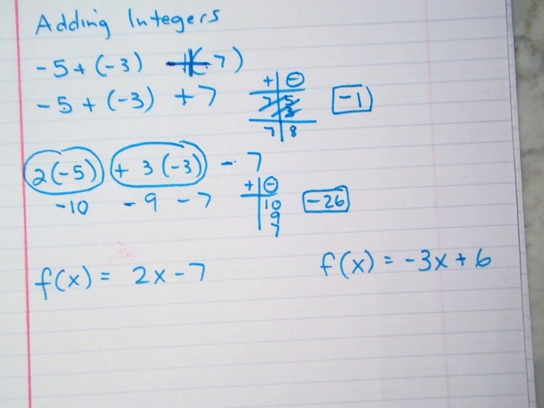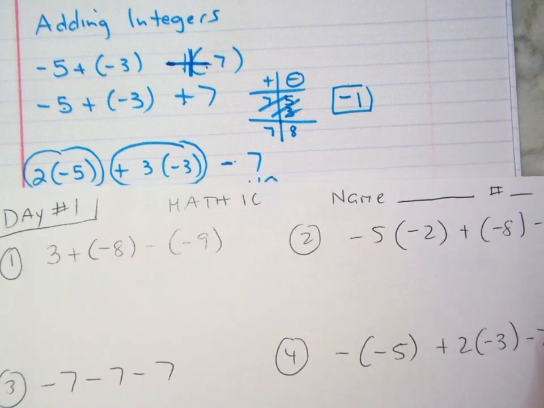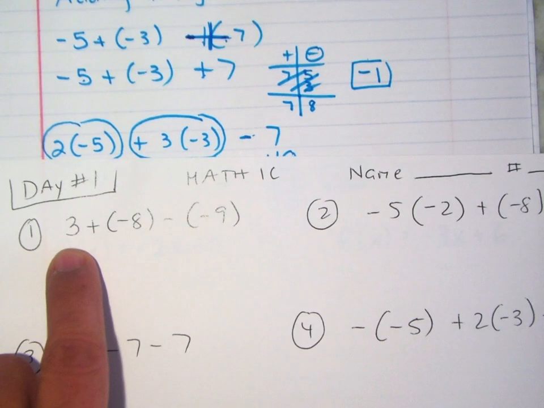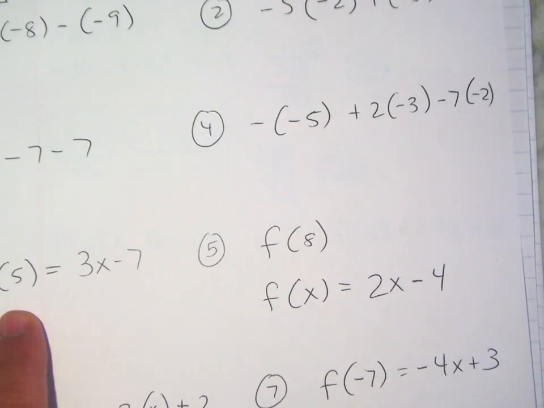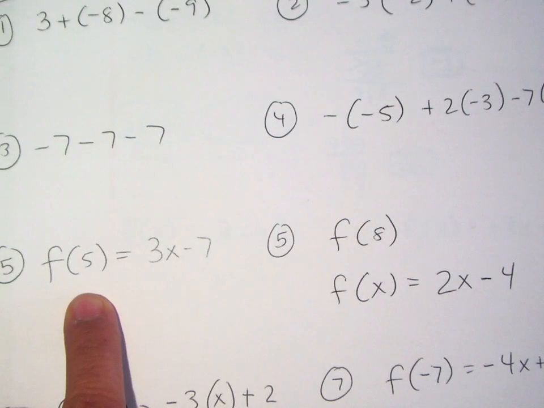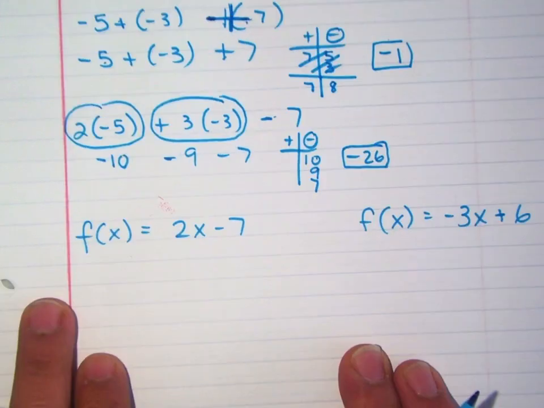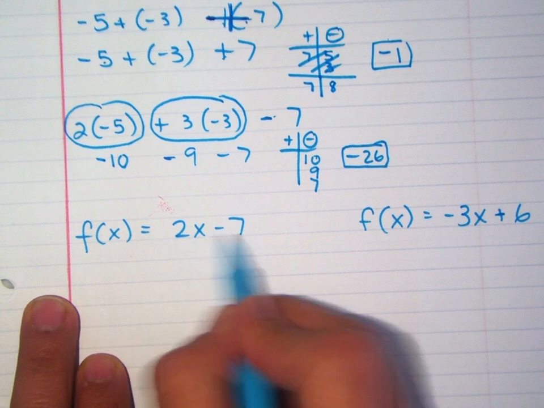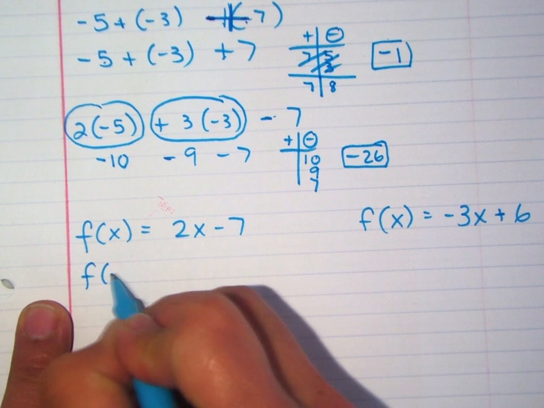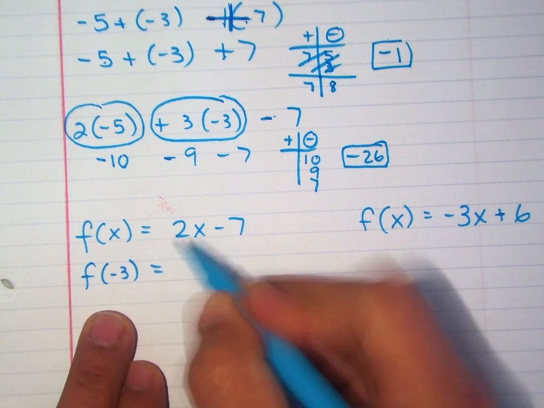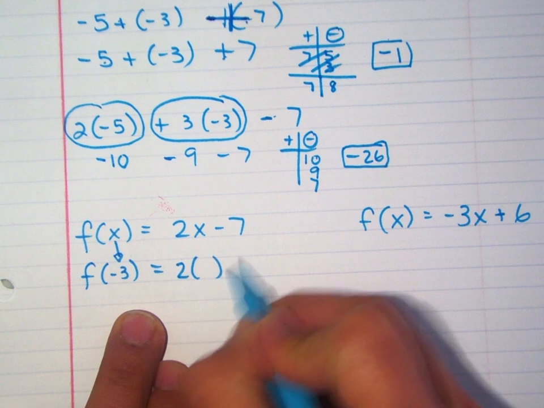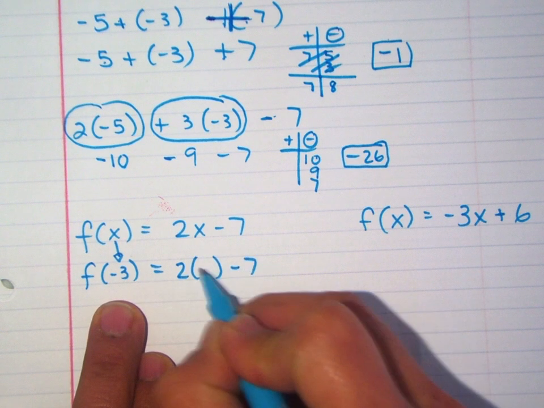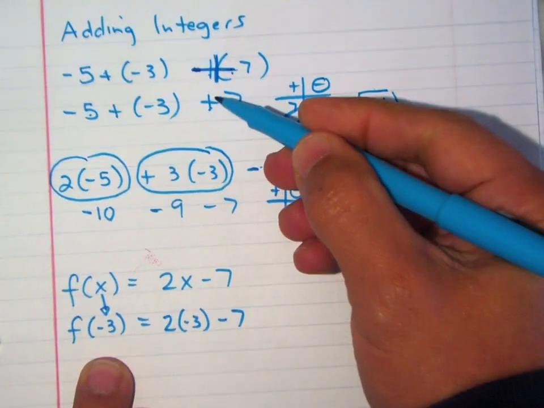And then you're also going to do this worksheet, which says day 1, but don't worry about that. 3 plus negative 8, and then you have the function f of 5 is equal to 3x minus 7. So how do you do this? I'm going to do one right here. The function f of x is equal to 2x minus 7. Let's say f of negative 3. Since that's x, you're just going to replace the x with negative 3 and do the work that we've been doing prior.